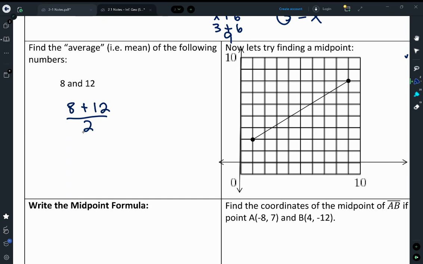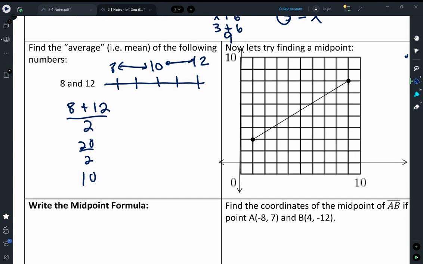So 8 plus 12 would be 20, divided by 2 is 10. And that makes sense to me because if I think about these numbers on a number line, if 8's over here, 9, 10, 11, 12, and 12's over here, 10 is really the number in the middle. That is the average of them. It is exactly 2 units away from 12 and 2 units away from 8. So it is the average, it is the mean.